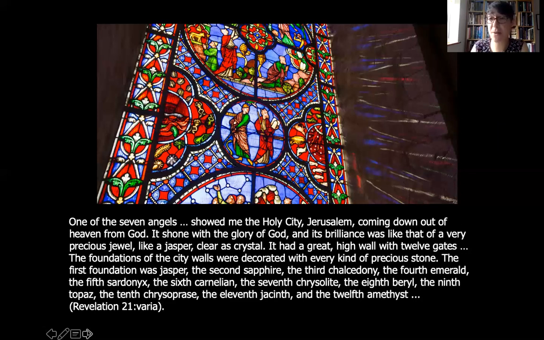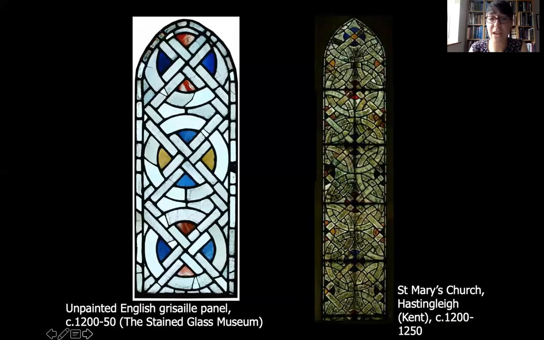At the same time, stained glass windows are very practical. They keep the rain and wind out whilst letting light in. This window on the left, dating to the early 13th century, is one of the panels we're delighted to say is on display at the Stained Glass Museum.